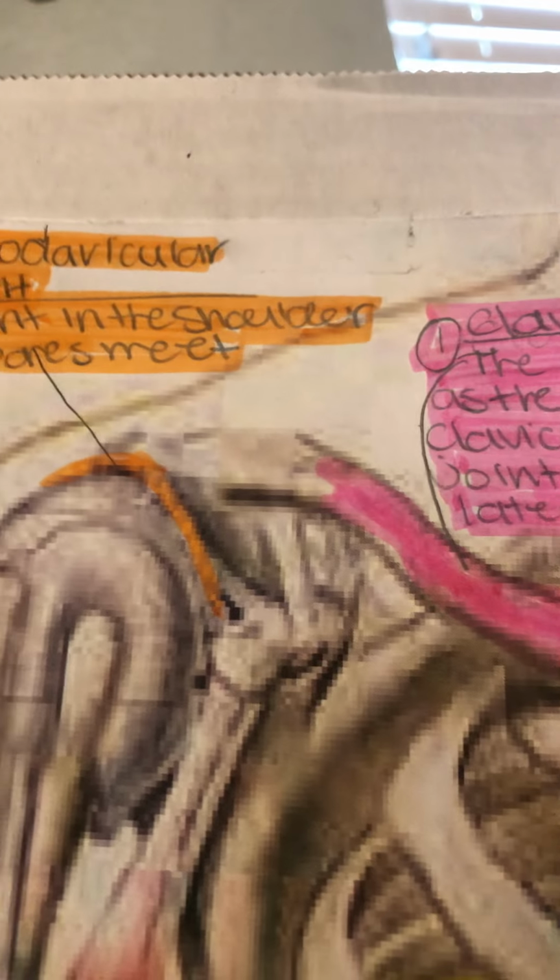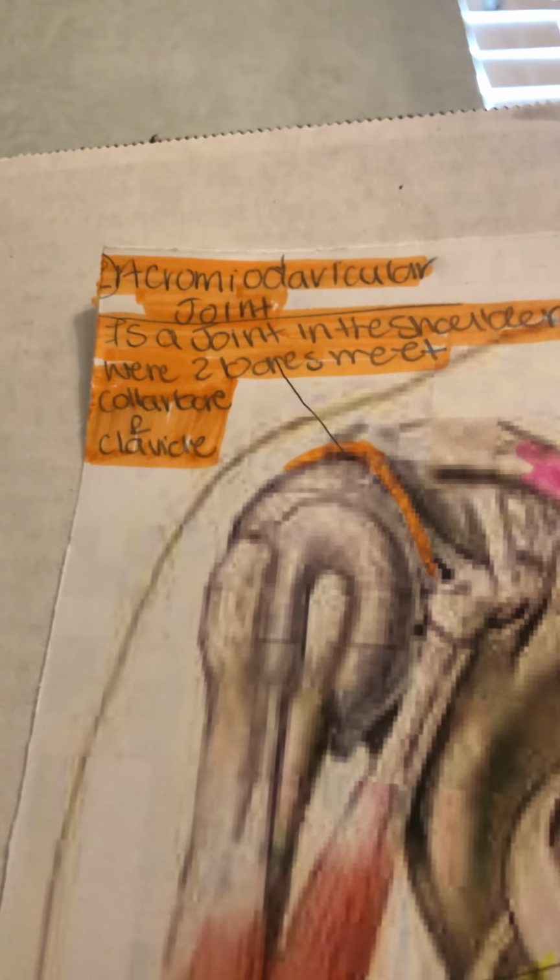Literally, it articulates with the scapula, which is right there. Number 2 is the acromioclavicular joint. It is a joint in the shoulder where two bones meet, the collarbone and the scapula, which is right there.